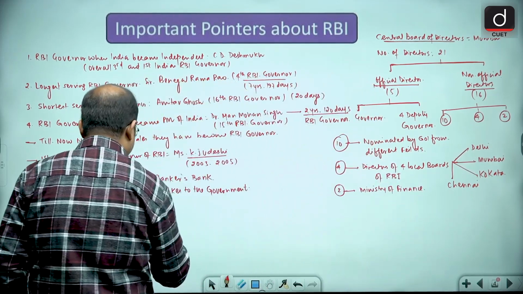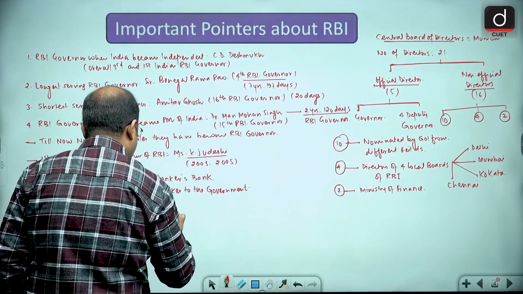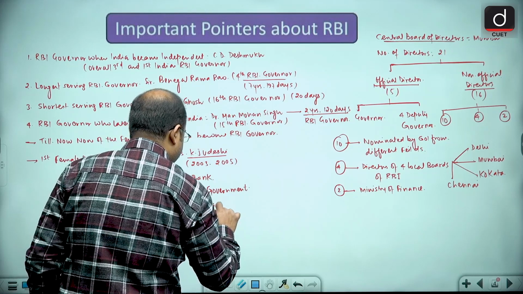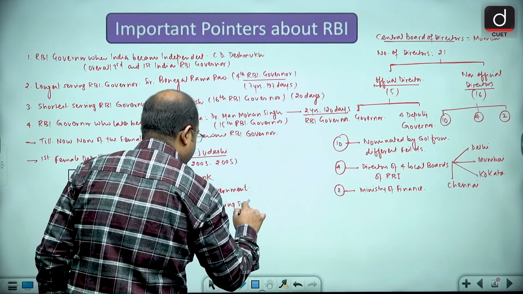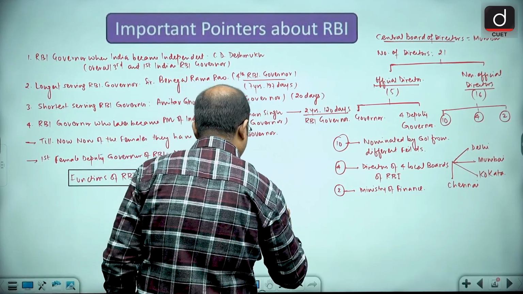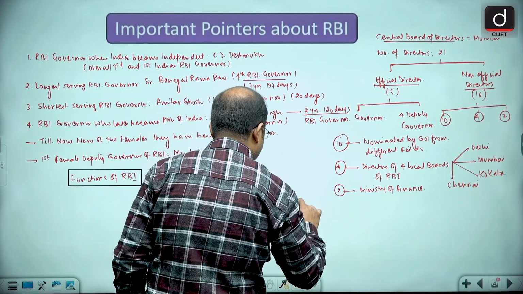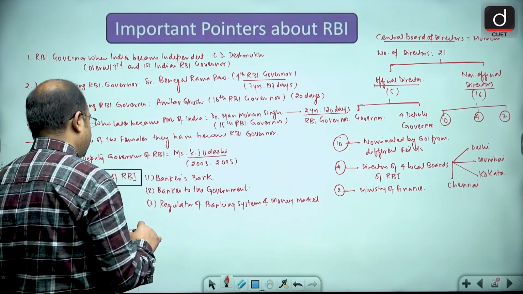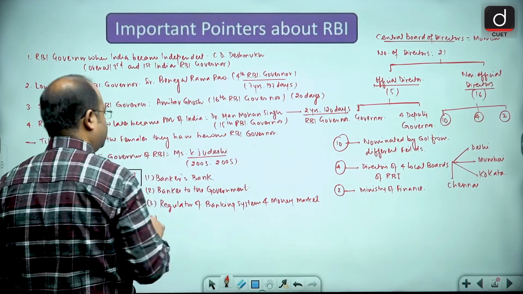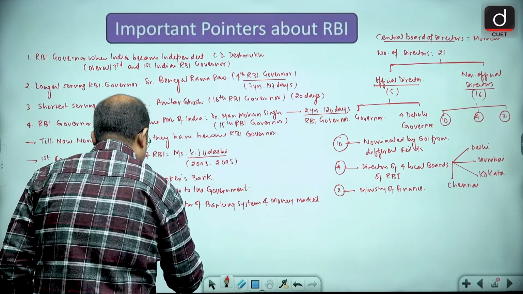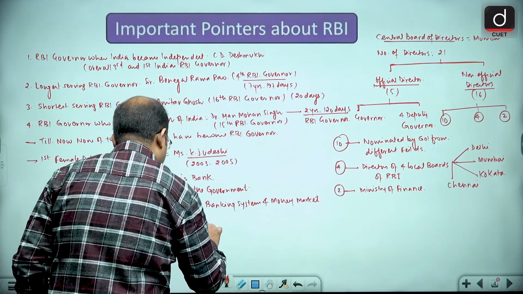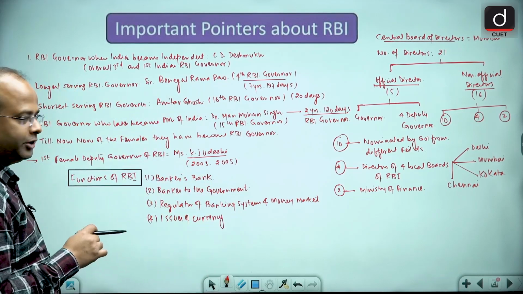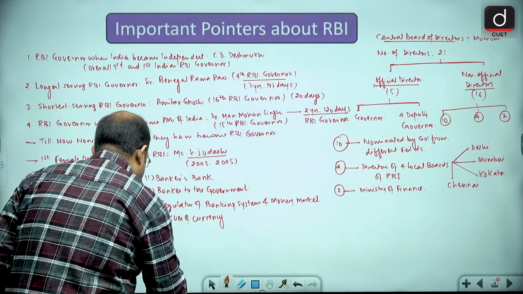Other than this, third is regulator of banking system and money market. Fourth is the issuer of currency. So RBI issues the currency.